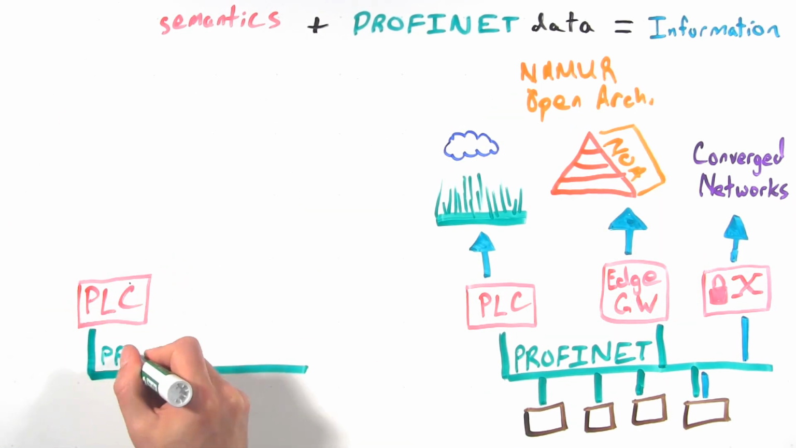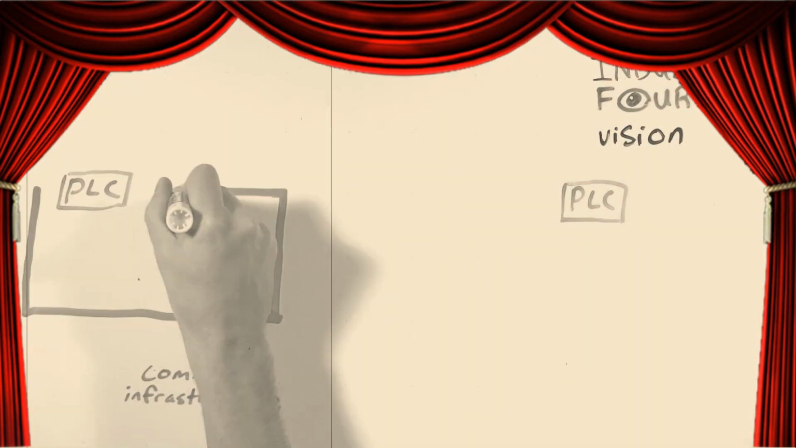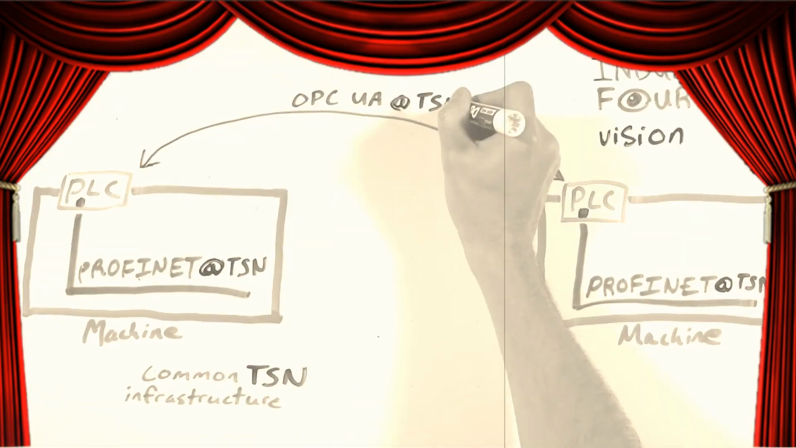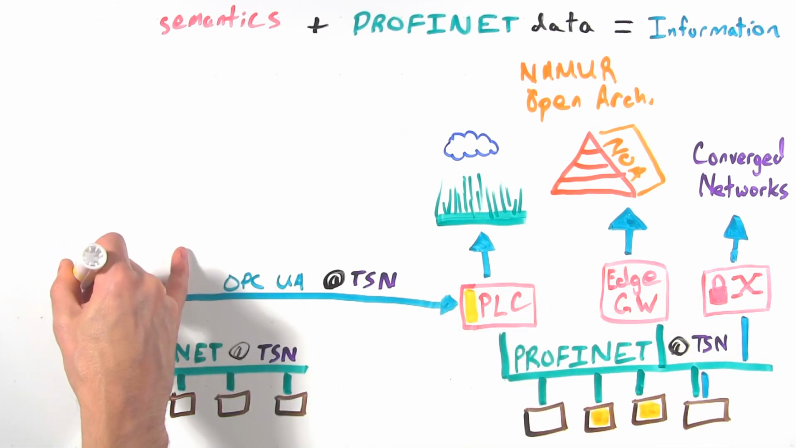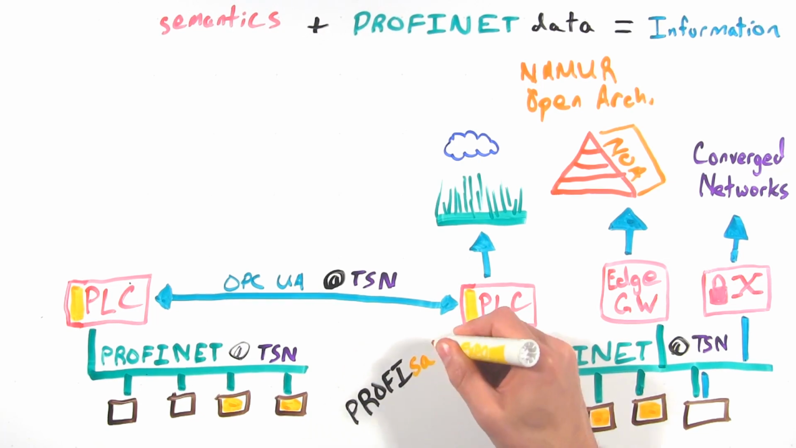For horizontal integration, OPC UA can be paired with TSN for real-time C2C communication, as mentioned in our previous video. And finally, by mapping PROFIsafe to OPC UA, we're solving an as-yet unaddressed use case of functional safety from machine to machine.